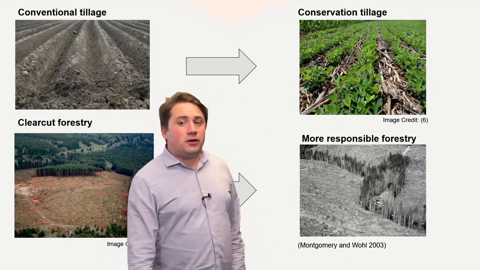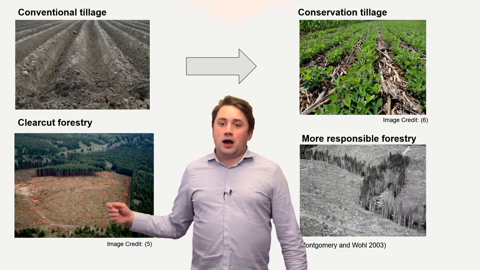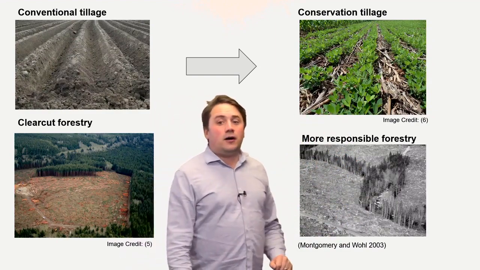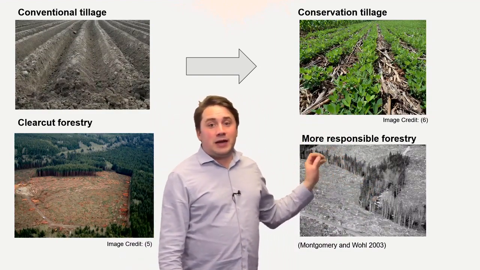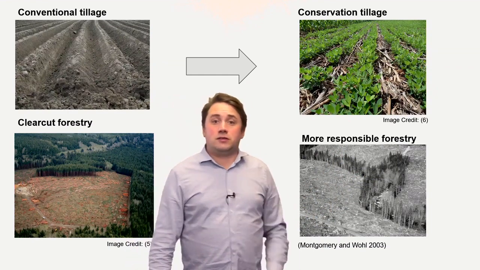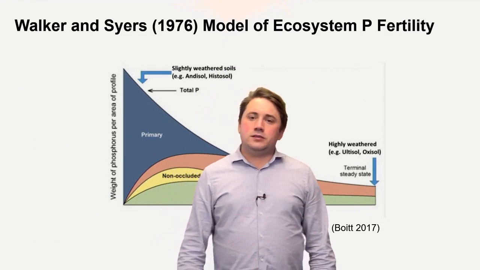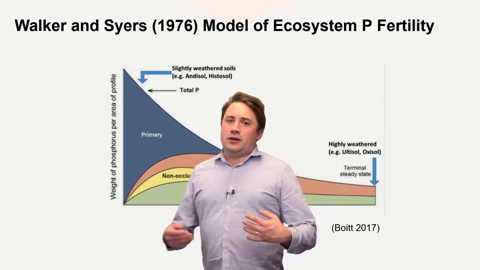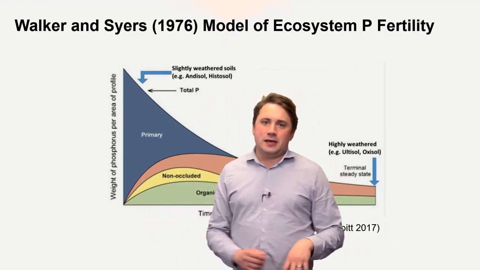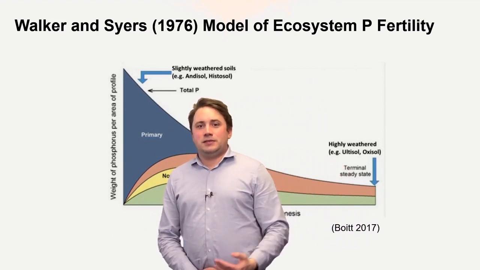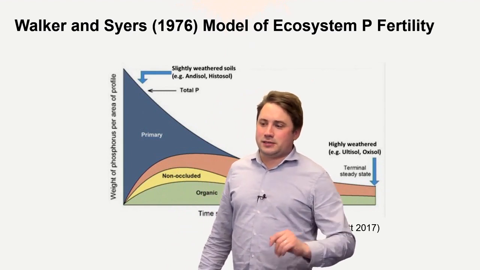So a lot of effort goes into reducing erosion for a lot of reasons, but phosphorus retention is one of the main reasons. And these practices can dramatically decrease the phosphorus loss in ecosystems. So eventually, though, ecosystems will lose phosphorus. Over geologic timescales, the phosphorus of an ecosystem decreases and decreases and decreases over time.